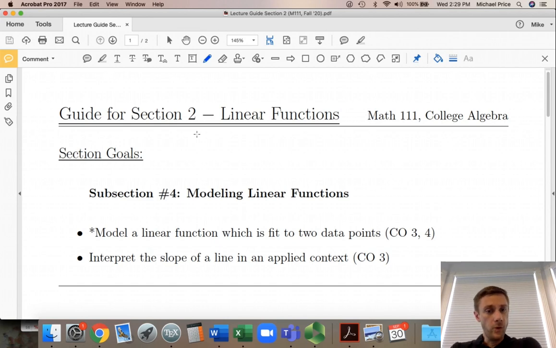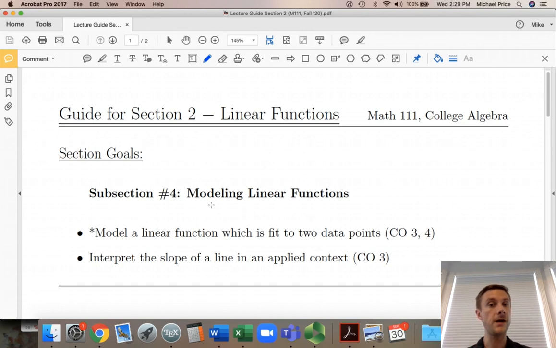So section 4, subsection 4, is all about modeling linear functions. And if you're keeping track of things, you might notice that this is a very similar title to subsection 3. Subsection 3 was constructing linear functions. So Mike, what is the difference?